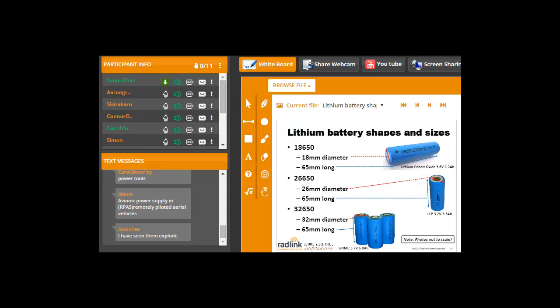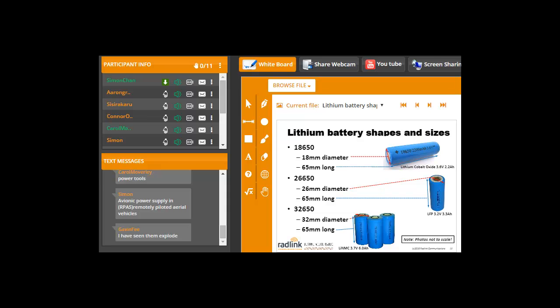Now, there are different types of lithium battery cell shapes and sizes. For the ones that I use, the lithium ferrophosphates, we can get them in all three sizes. The 18650 derives its name from the fact that the diameter of the cell is 18 millimeters and the length of the cell is 65 millimeters. And you can extrapolate that to the 26650 and the 32650.